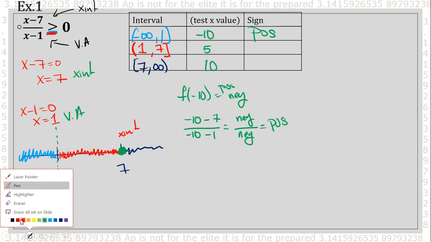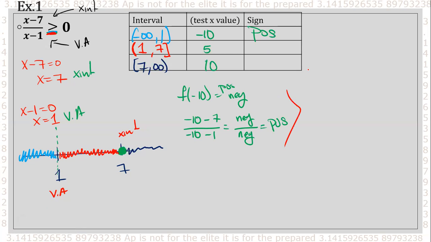Okay, let's go ahead and try the next one. I got the value of 5 that is being evaluated on this function. So I'm going to go ahead and see 5 minus 7 divided by my 5 minus 1. So on the numerator, I got a negative, right? 5 minus 7. And on the denominator, 5 minus 1, I got a positive. So this is going to be negative divided by positive, which is negative.